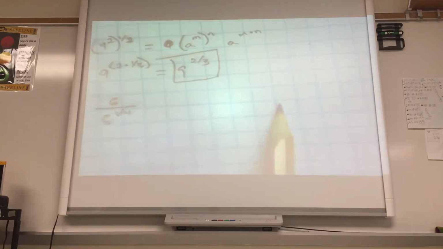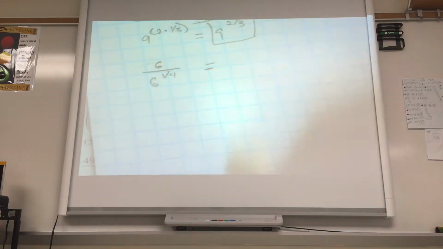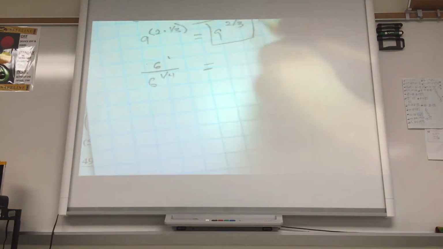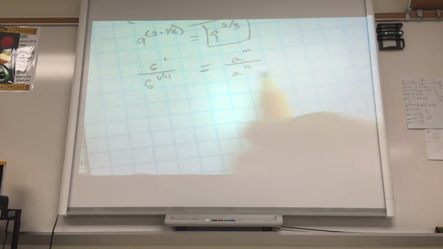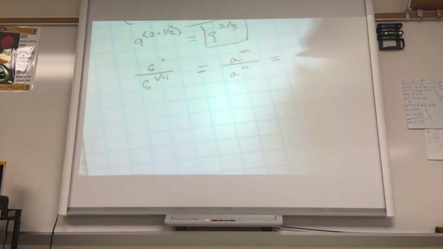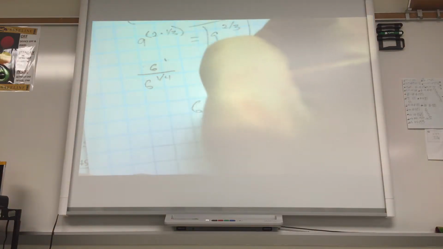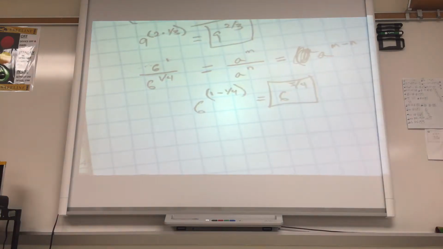So if I have 6 divided by 6 to the 1/4, then first question, is it a product or is it a quotient? It's a quotient. Are my bases the same or are they different? Are my exponents the same or are they different? So it's a quotient, and you have a quotient rule that looks like this. A to the m divided by a to the n, where both my bases are the same. So I see 6 and 6. I have one exponent, then I have a different exponent on the bottom. Well, that's the same thing as a to the m minus n. So what that means is this is 6 to the 1 minus 1/4. And that equals 6 to the 3/4. 1 minus 1/4 is 3/4.